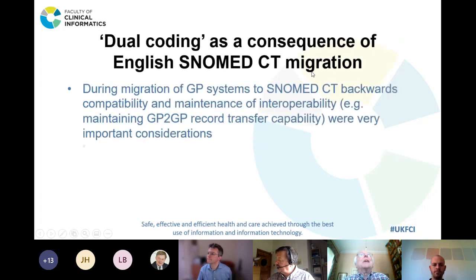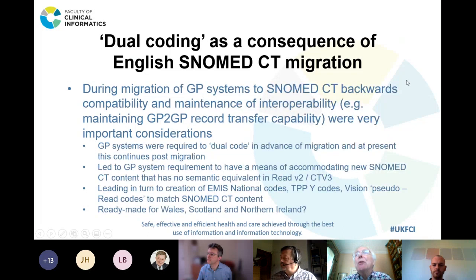Next slide, please. So then I'm just going to try and use this as a bit of a bridge to our Scottish, Welsh and Northern Irish colleagues. When we migrated our GP systems to SNOMED CT in England, we had to insist for all sorts of reasons that they would dual code, that they would actually code every entry, historical and prospective, using SNOMED CT and also whatever was their coding system, READ2 or CTV3.